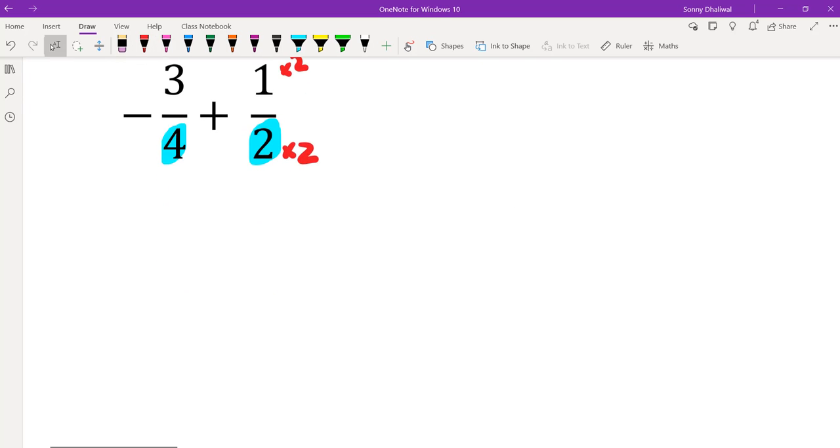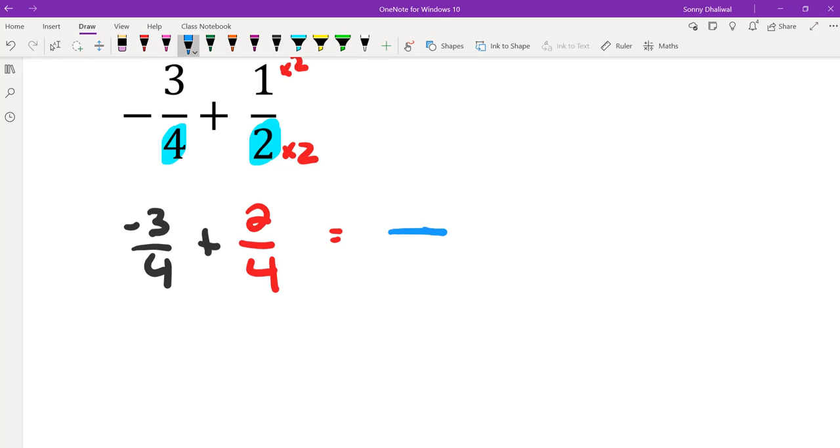So I'm going to rewrite this, and I'm going to get negative 3/4 plus the second one. 1 times 2 is 2, and 2 times 2 is 4. Now we can add them. Who remembers what happens to the denominator when we're adding and subtracting fractions? It stays the same. So the denominator does not change. We started off with a 4. We ended off with a 4. What do we do with the numerator?